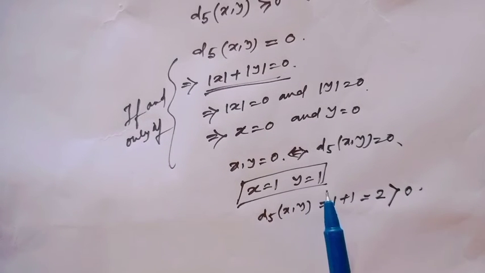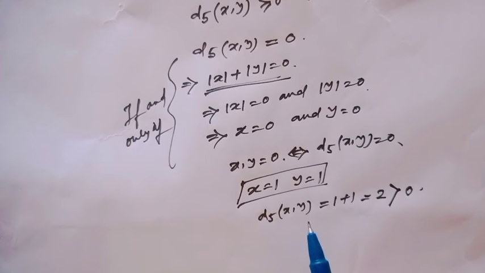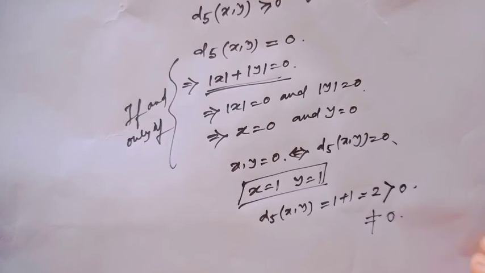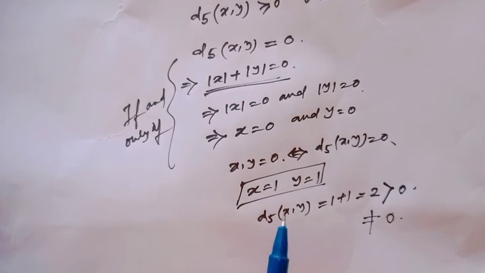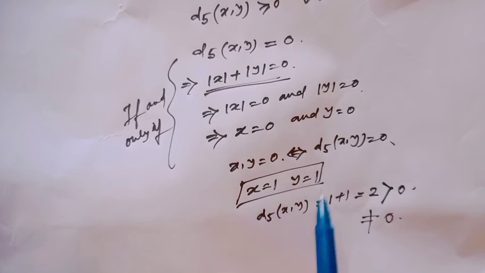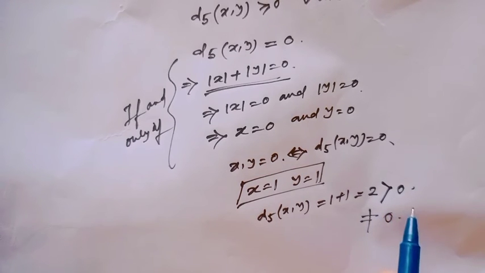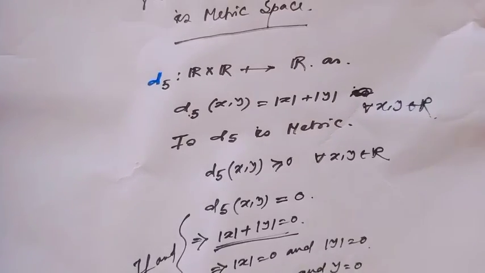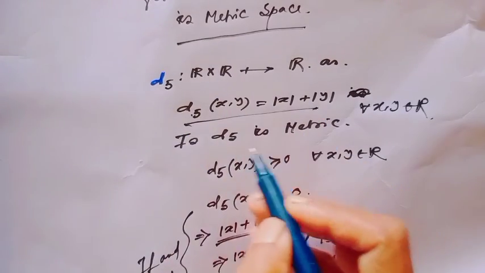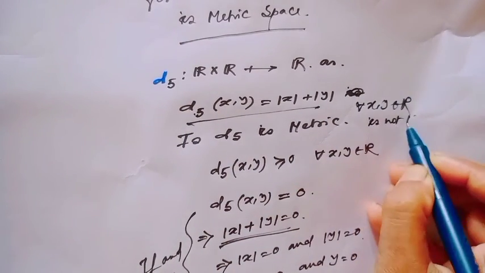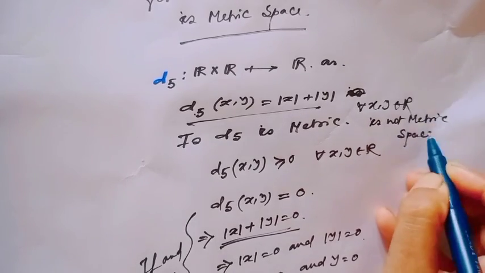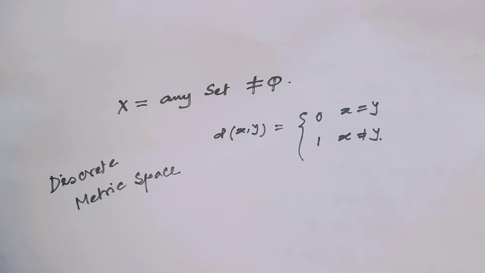For this, consider two equal points, x equal to 1 and y equal to 1. Now find D5 of x, y. This is equal to 1 plus 1 equals 2, which is greater than 0, not equal to 0. That means our condition has broken here. Here I have considered two equal points, but I got their distance greater than 0. That means our given metric is not a metric space. Are you getting?